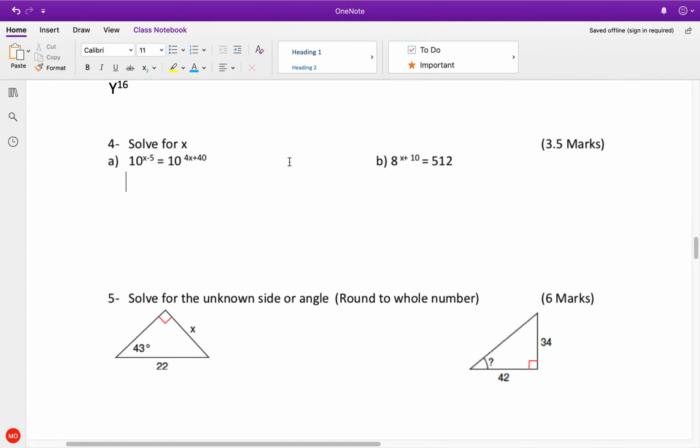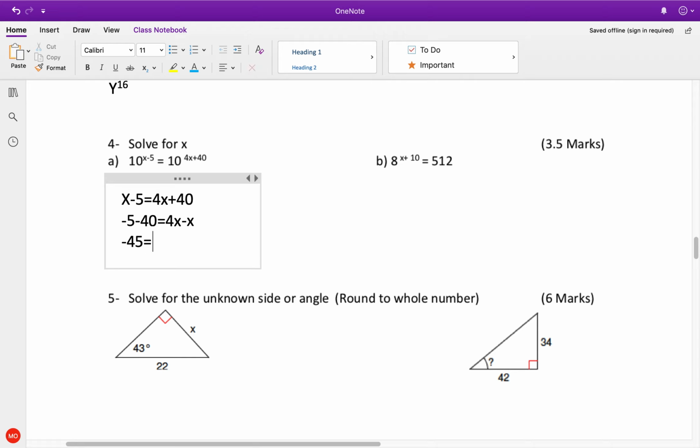Now we rearrange it. I'm going to leave the 4x on this side. So I'm going to bring over my x, which is positive, which will become negative. And this side, I already have a negative 5. I'm bringing the 40 over, so it's going to be negative 40. Then that'll equal negative 45 equals 3x. Then I'm going to divide both sides by 3 to get negative 15 equals x.